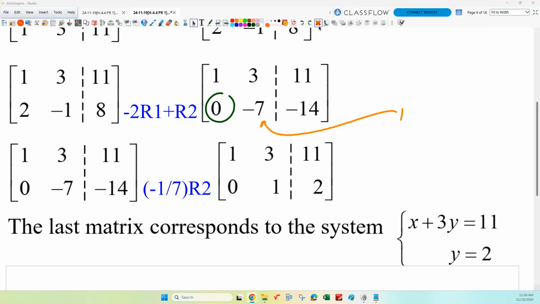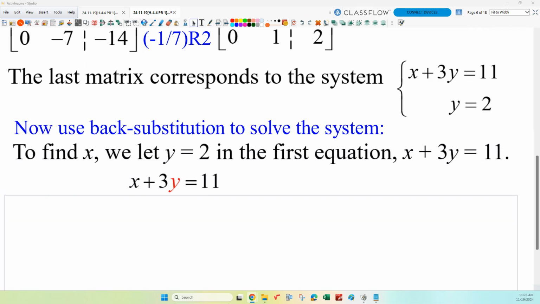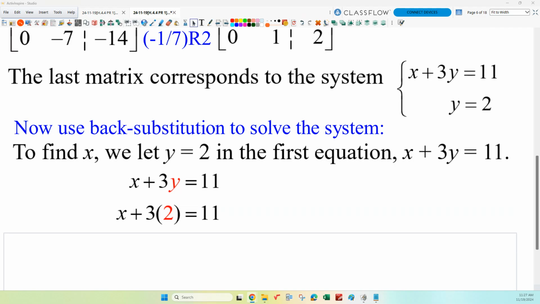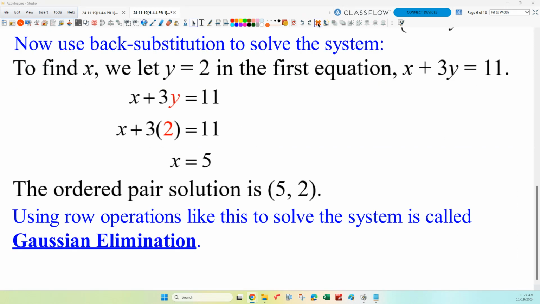So what does the bottom row tell us? y equals 2. What does the top row tell us? Okay, solve that system. That's pretty easy, right? We know y equals 2. If I substitute that into the top, don't we just get x plus 3 times 2 equals 11? Solve that in your head. What do you get? x equals 5, yeah. Subtract 6 from both sides, and we got it. So we got our solution, okay?